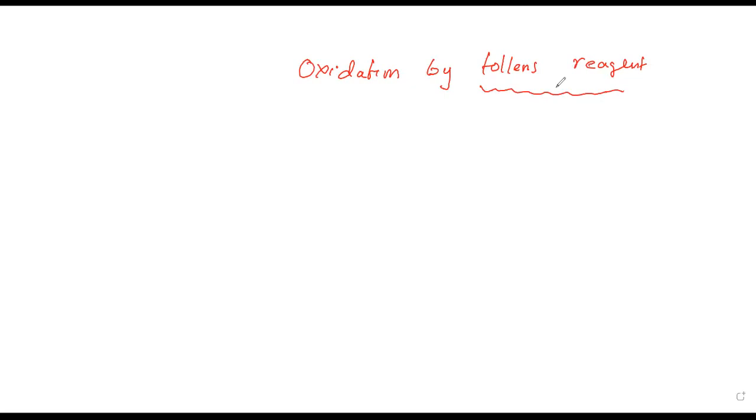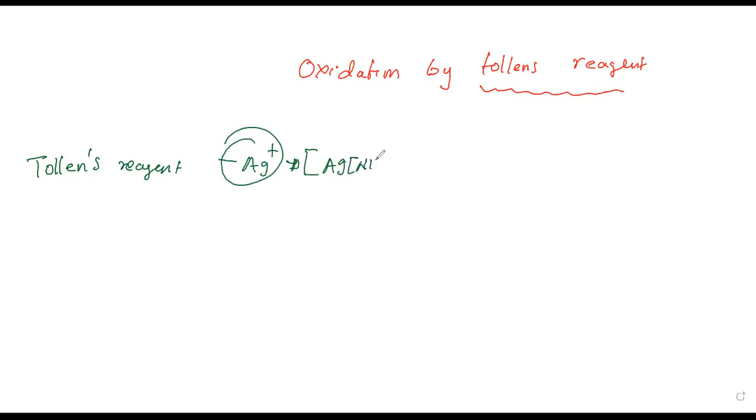Okay, so let's redo. The first thing is what is happening. The Tollens reagent is containing the Ag plus. That is the concept. The Tollens reagent is containing the Ag plus, silver ion. So in the form of what? You have the Ag plus. You can see that it is in a complex ion, a silver ammonia complex.